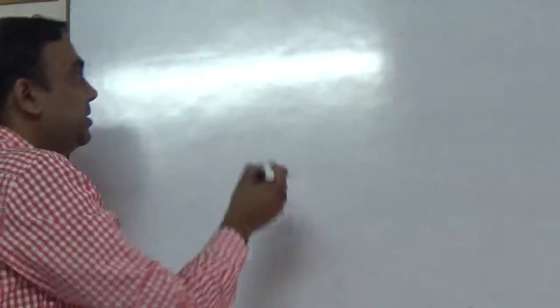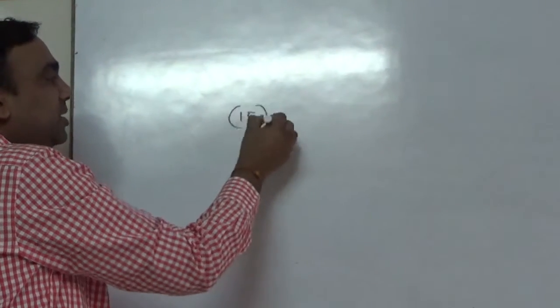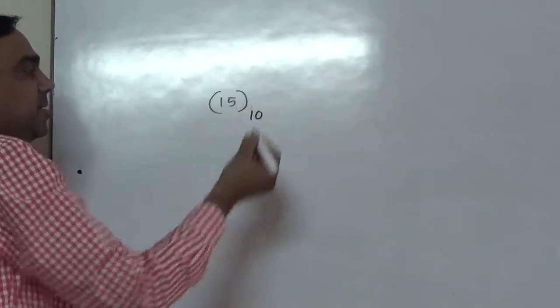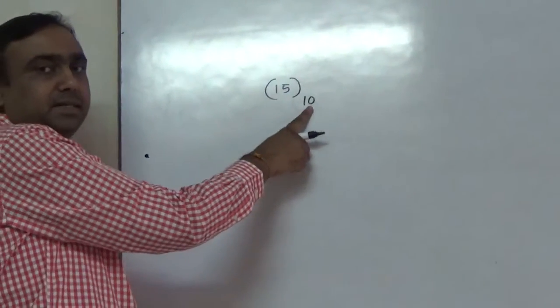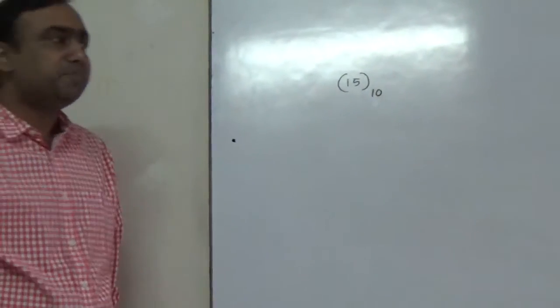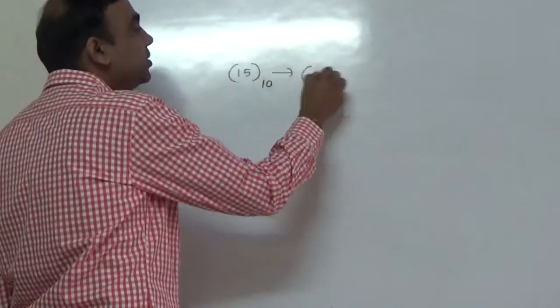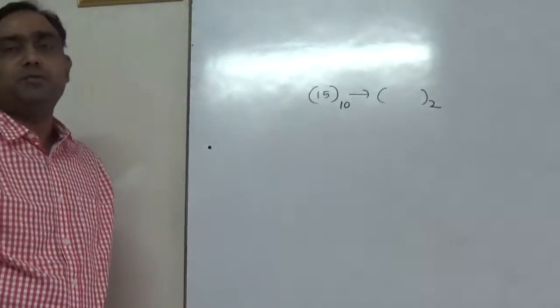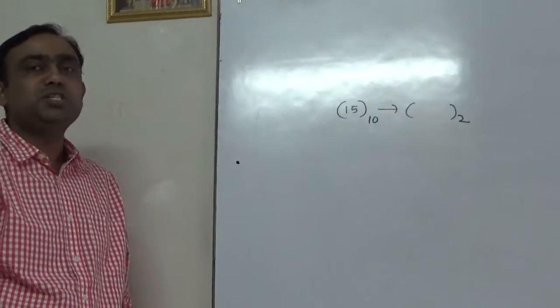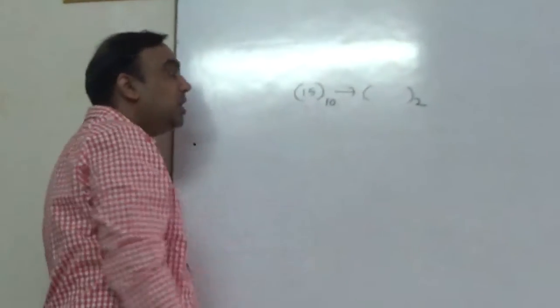So suppose I have a decimal number 15. I will show it like this, 15 with 10 outside. This 10 indicates that it's a decimal number. And I want to convert it into binary. So this 2 indicates that I want to convert to binary. For binary we discussed that there are 2 digits. The base is 2.